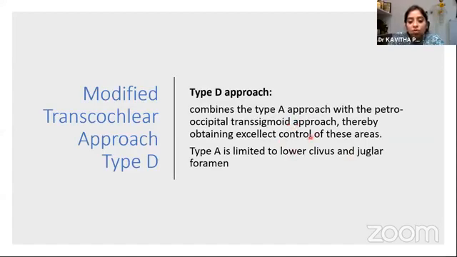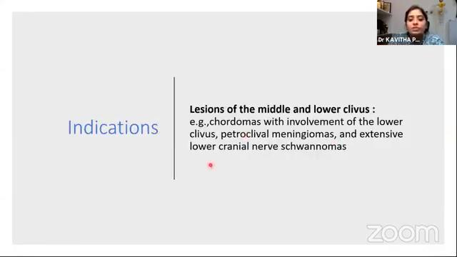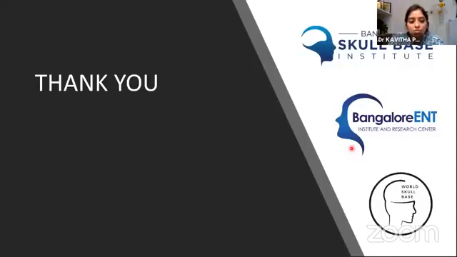So type A was limited only to the lower clivus as well as the jugular foramen. So this approach was extended like this, that is petro-occipital transsigmoid approach, so that we will get access to these regions also. So what are the indications? Lower and mid clivus lesions such as chordomas with involvement of lower clivus, petroclival meningiomas, and extensive lower cranial nerve schwannomas. So this completes the transtemporal approach and surgical anatomy and its indication.